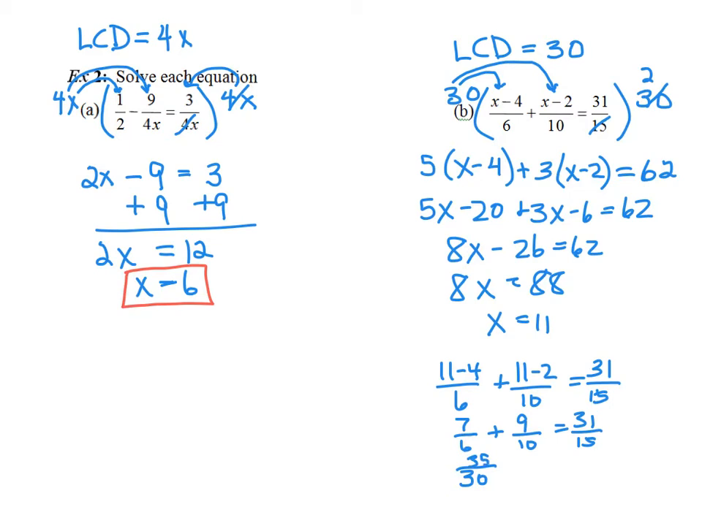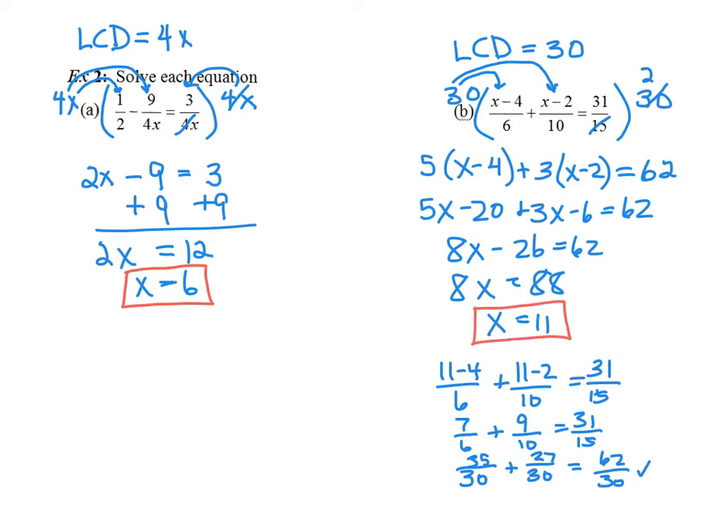Let's multiply everything by 3 for the second fraction. And on the right side, let's multiply by 2. And I see that, yes, 35 plus 27 does equal 62. So my solution is x equals 11.